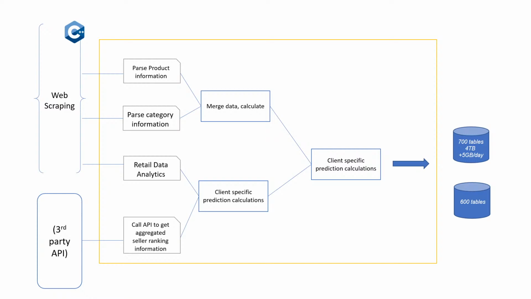So that somewhat static information was stored in the RDBMS table in the bottom, which shows 600 tables, and the top was a columnar table which has like 700 tables, and that had like 4 terabytes of data, and each day there was like 5 GB of data added each day.